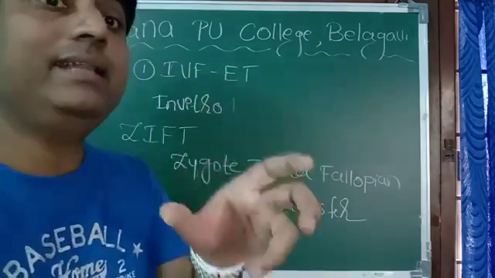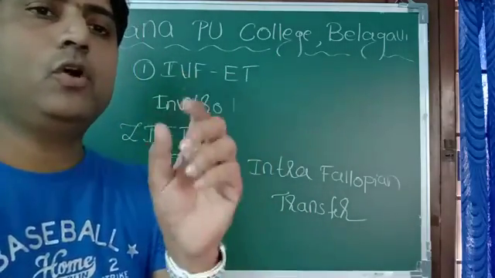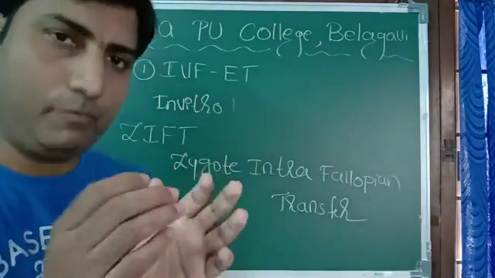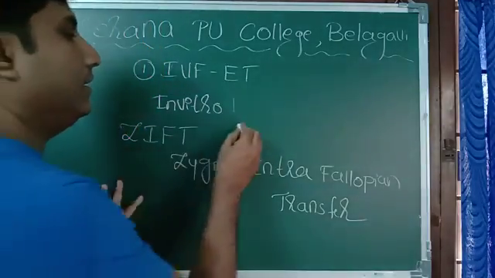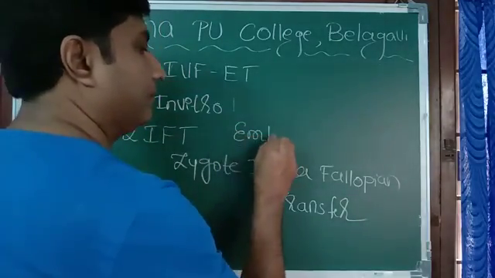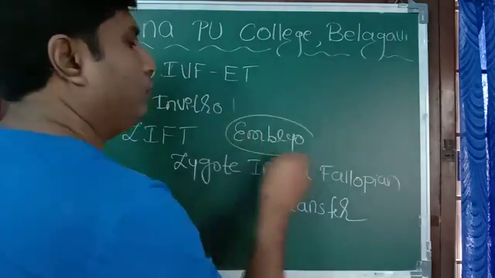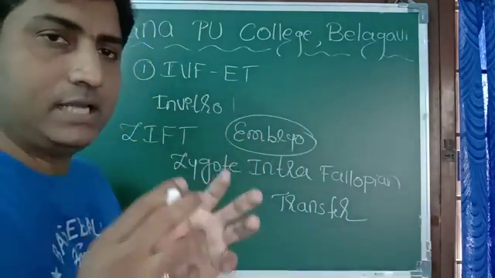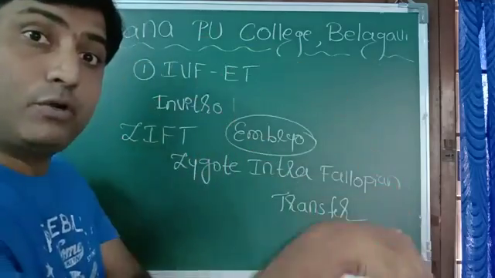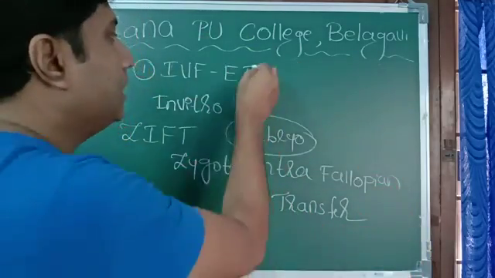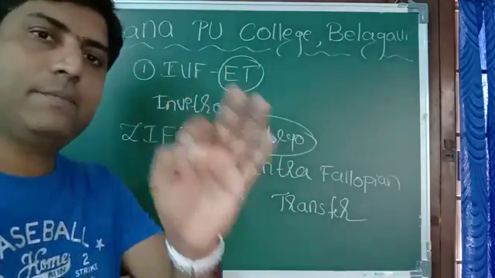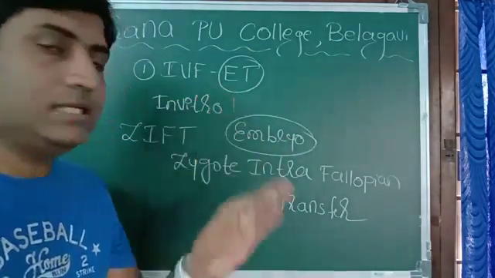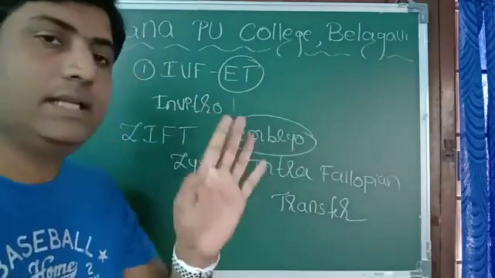Or, in the laboratory, the zygote is allowed to develop for a certain stage and it turns into an embryo, up to the few cell stage, and then it is introduced into the female body, maybe in the uterus. So it is called embryo transfer. And this is one of the best technologies in ART.